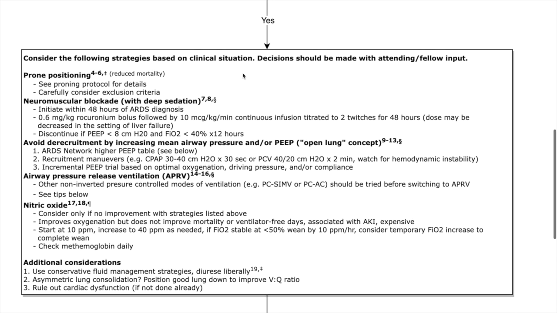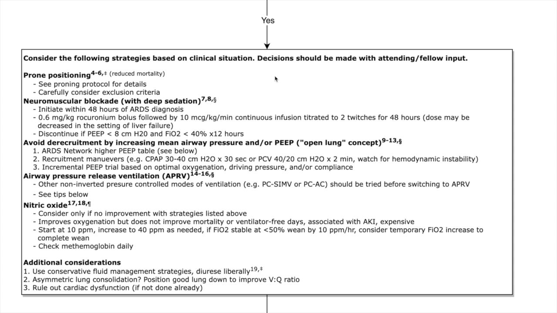First, prone positioning. So this is another strategy that has been shown in high-quality randomized controlled trials to reduce mortality. I mentioned before the only other strategy, ventilator-specific, that's shown to reduce mortality is low tidal volumes and plateau pressures less than 30. Okay, prone position is the only other thing listed on this algorithm which has been shown to reduce mortality.